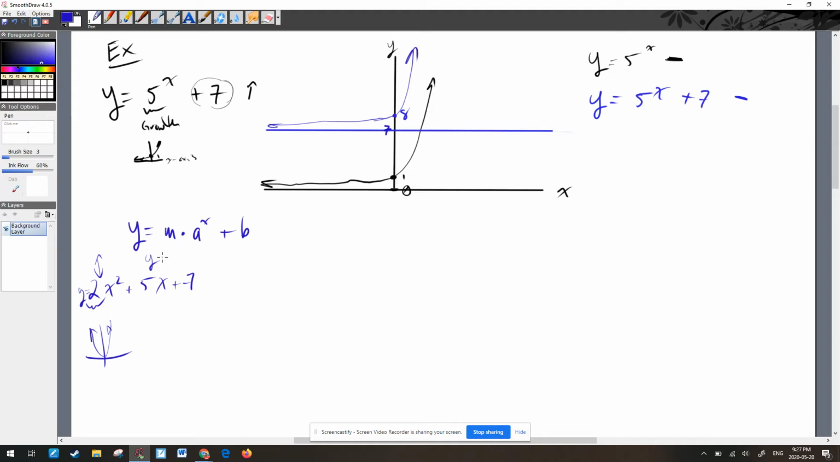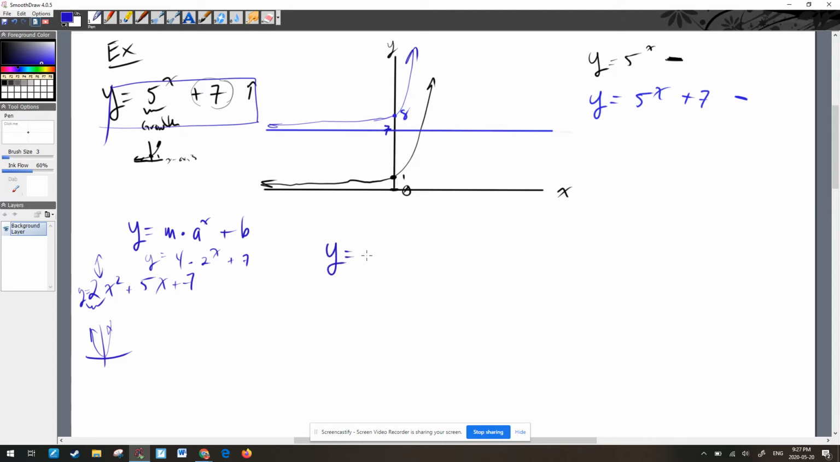If I said y equals 4 times 2 to the x plus 7, what it would do is take the basic 2 to the x graph and stretch it. But we're not going to worry about that right now. Okay, so in general, that's what this is going to do. And it works the same way whether it is growth or decay.